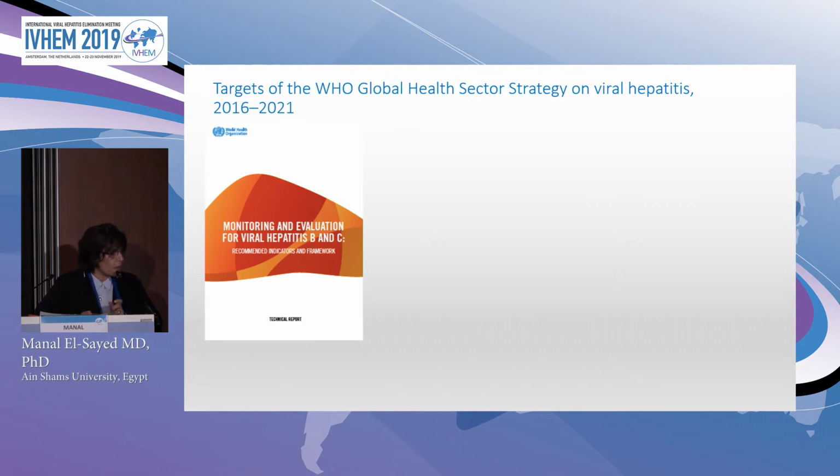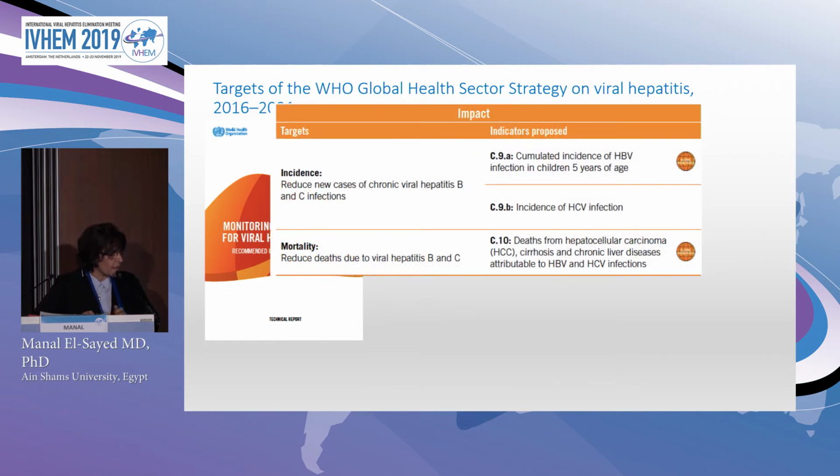So the targets of the WHO Global Health Sector Strategy on viral hepatitis are very clear. They have targets to reduce new cases of chronic viral hepatitis B and C infections, and the indicators proposed are cumulated incidence of HBV infection in children 5 years of age, and also incidence of HCV infection. Mortality, reduced deaths due to viral hepatitis B and C, deaths from hepatocellular carcinoma, cirrhosis, chronic liver disease attributable to HBV and HCV infections.